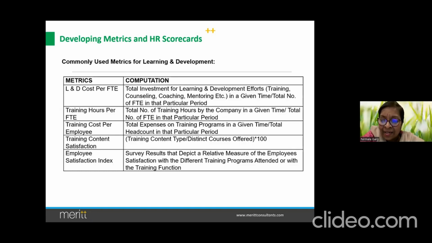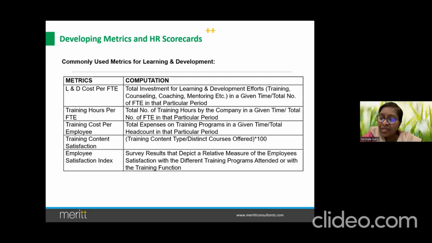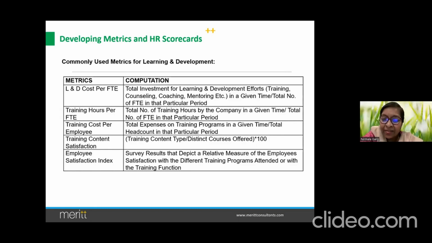Effectiveness is a lag indicator, an outcome. It will come after some time. It is not a lead indicator. Lead indicator is clarity: have you understood the concepts? Was the trainer engaging?